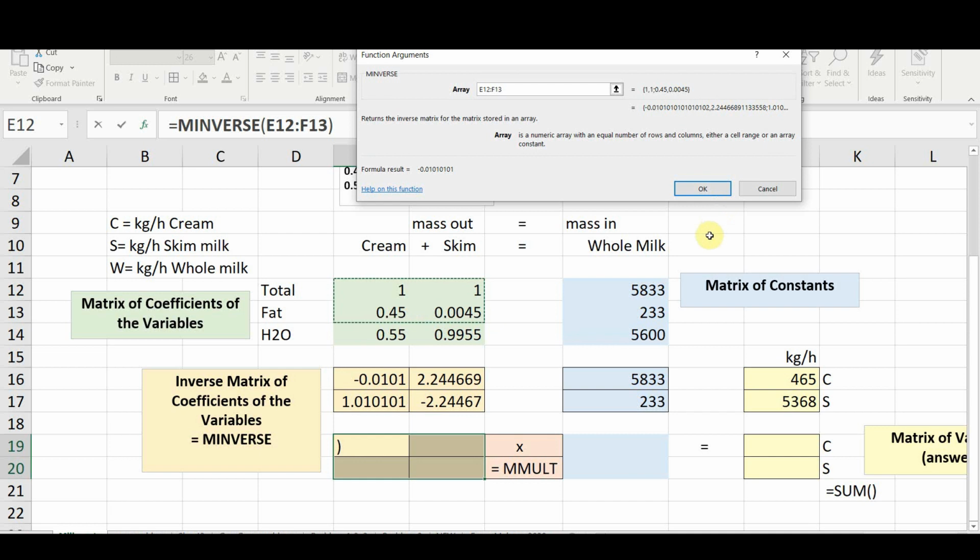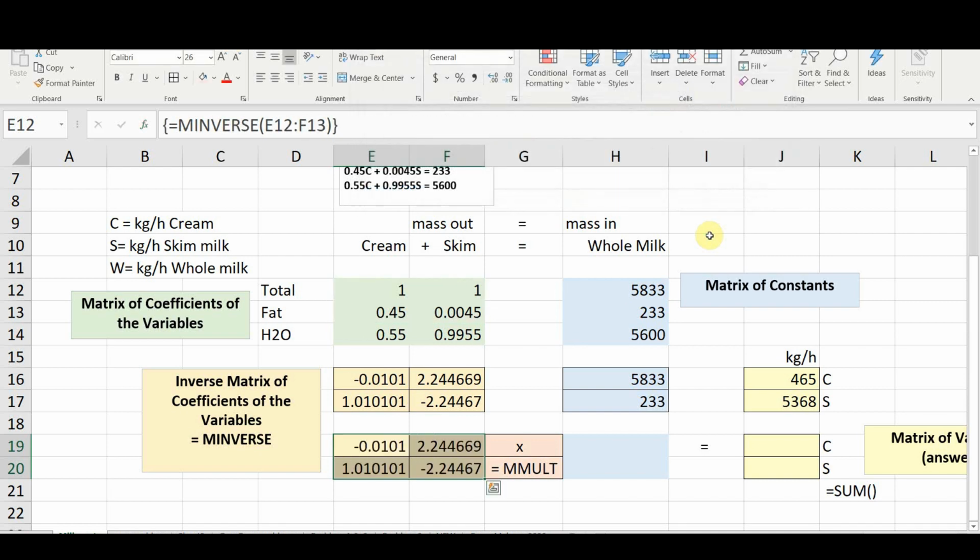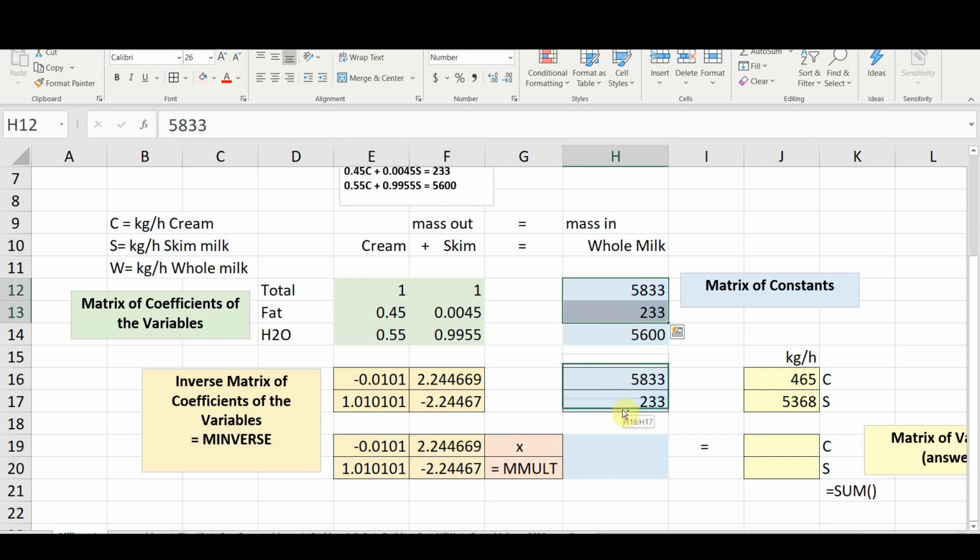Do not press OK. Anytime you're asking Excel to return multiple values, hold down the Control and Shift keys, and while they're held down, press and release the Enter key, and you'll get the inverse of the matrix of the coefficients of the variables here. We want to multiply that by the matrix of the constants. So I'm going to put these two values right down here just so that we know what we're doing. Excel will return the variables themselves as a matrix. Select the cells where they will be returned.